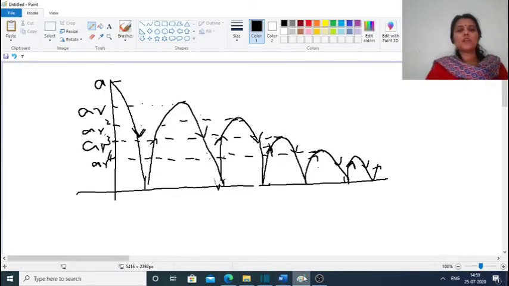This is a symbolic representation of the given figure. So the ball is dropped from a height, it reaches down and again it goes up, then it goes down, then it comes down, again goes up and comes down. So first it will be A, next will be AR, next will be AR square, etc.